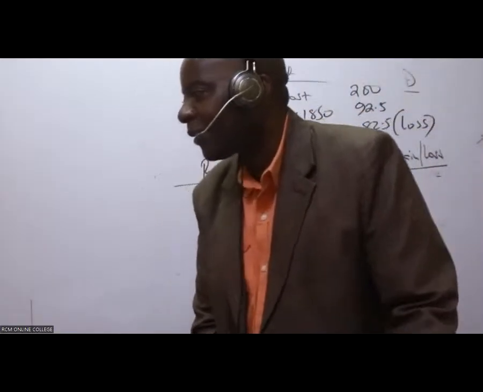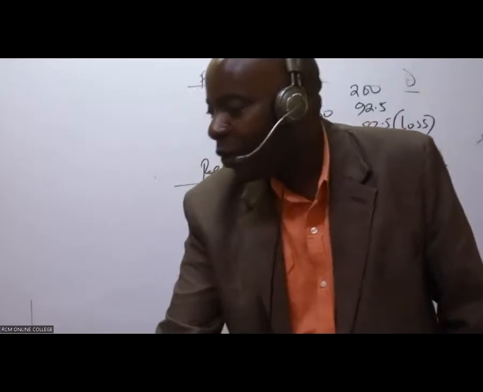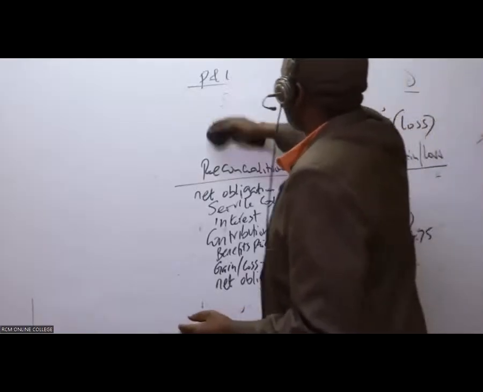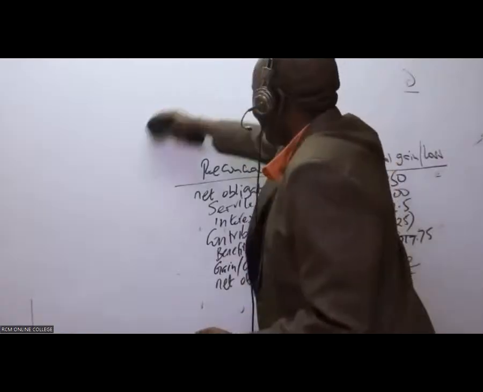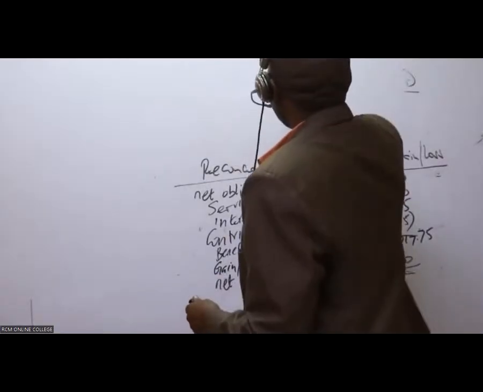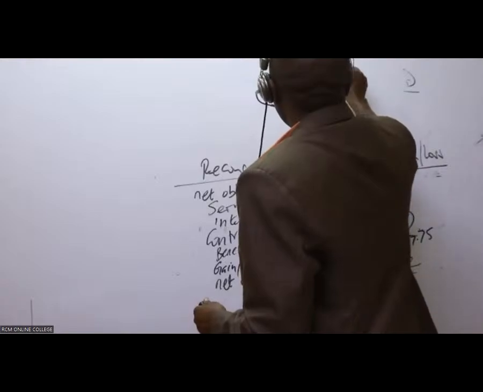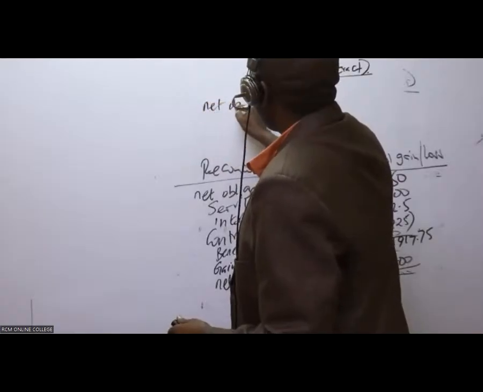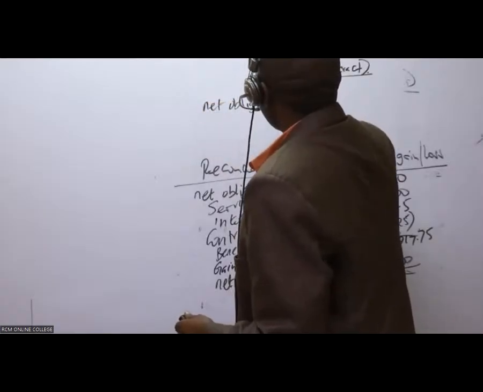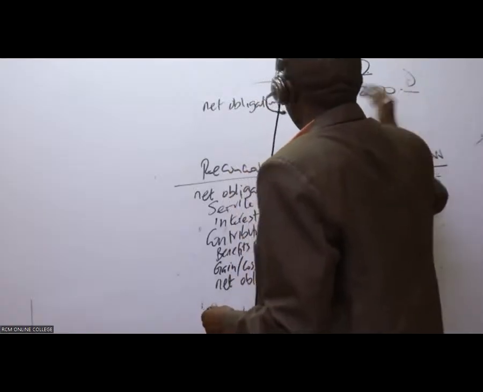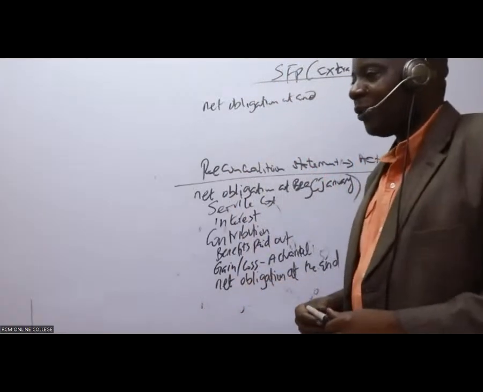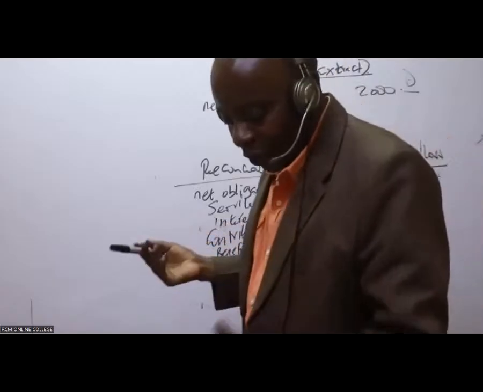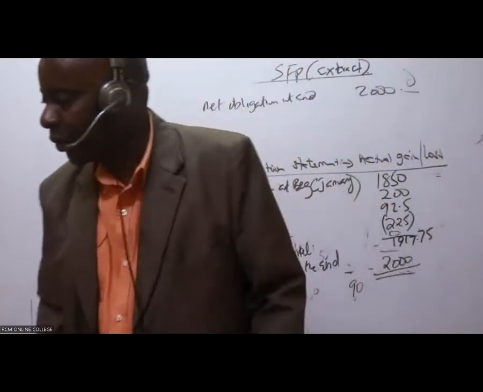Unfortunately, I have this. Okay, why don't we do an SFP? This was an easy one. The statement of financial position extract. You simply give us the net obligation at the end, which is 2,000. Then you are done, because it is just 1 year. You're done. Thank you very much for asking those great questions.